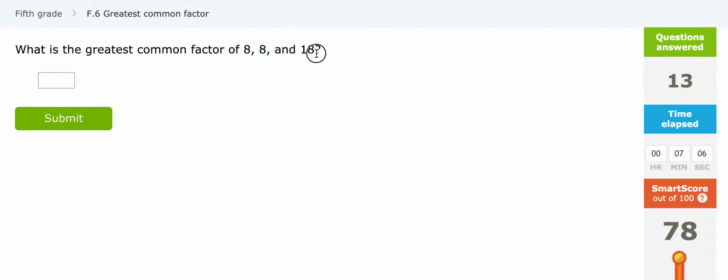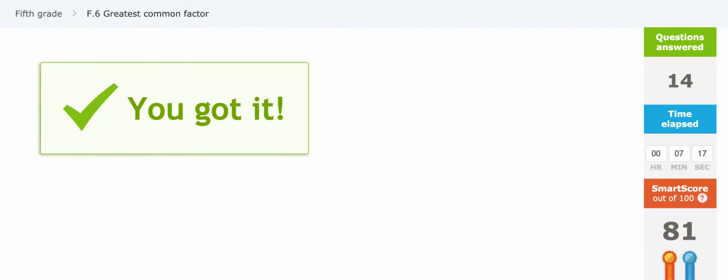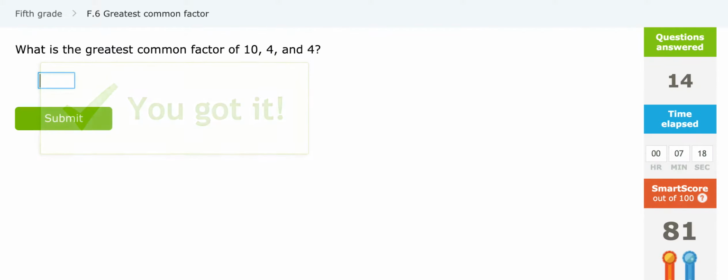Now we have 3 numbers going on here. This is 2 cubed, and then 2 times 3 squared. So really it just shares a 2 in common, right? As we go further, this is 2 times 5, this is 2 times 2, this is 2 times 2, so they only share 1, 2 in common, right? The 10 only has 1, 2, and the 4s obviously don't have any 5s, so the greatest common factor is 2.